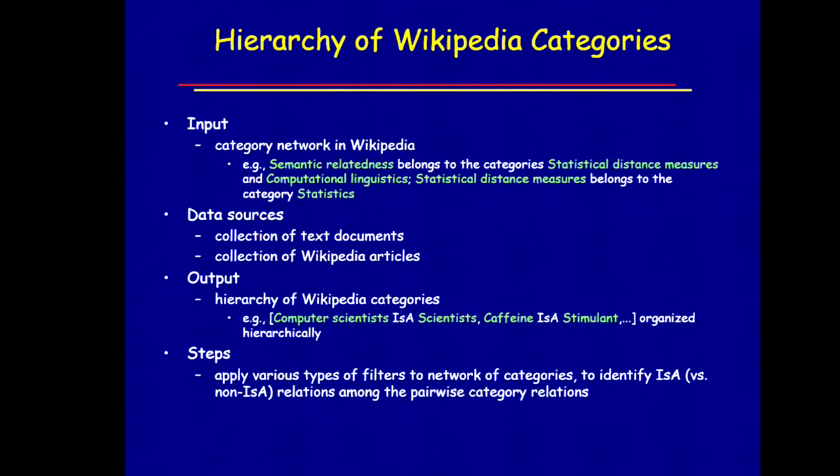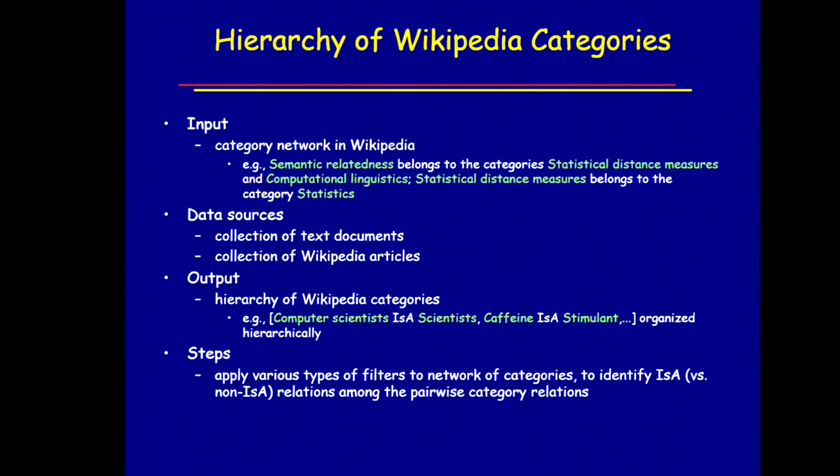Take as input the edges in the category network in Wikipedia, which are again edges between an article and a category, or a category and the parent category. And somehow, for each of them, tell ISA, not ISA, ISA, and so forth. So that in the end, you end up with a taxonomy if all of the edges that you retain are ISA as opposed to not ISA.